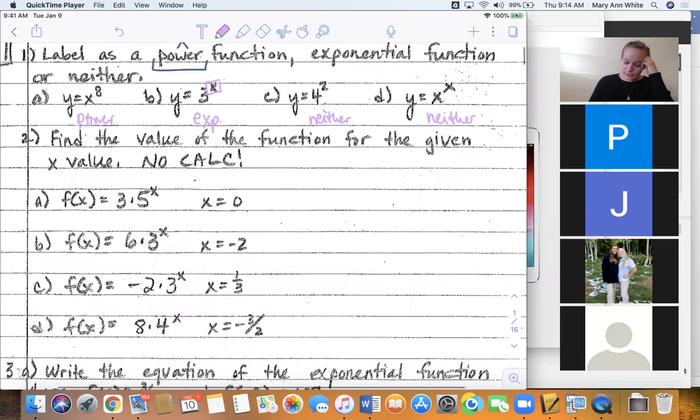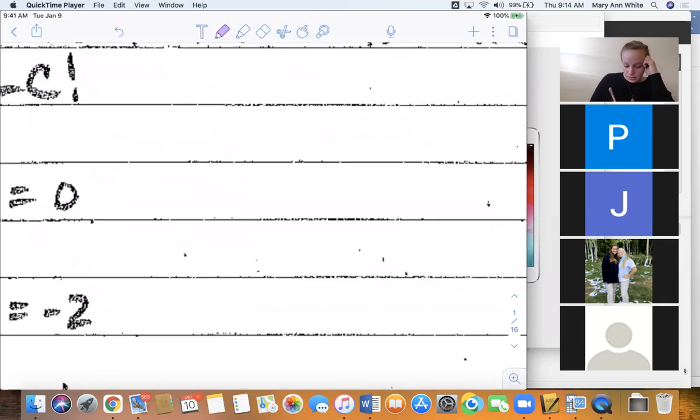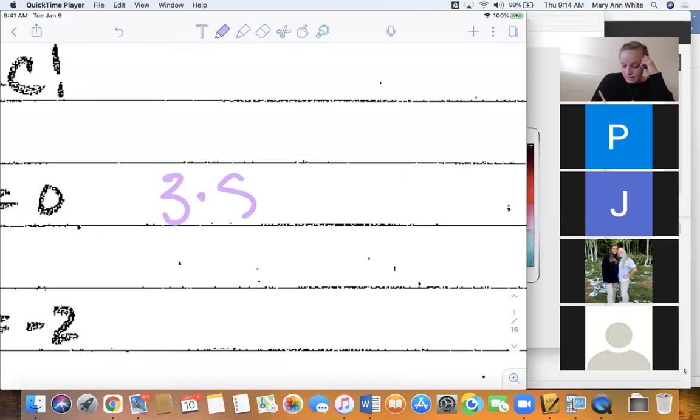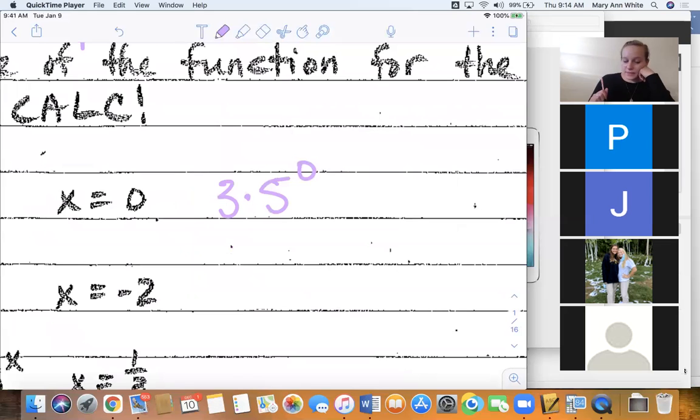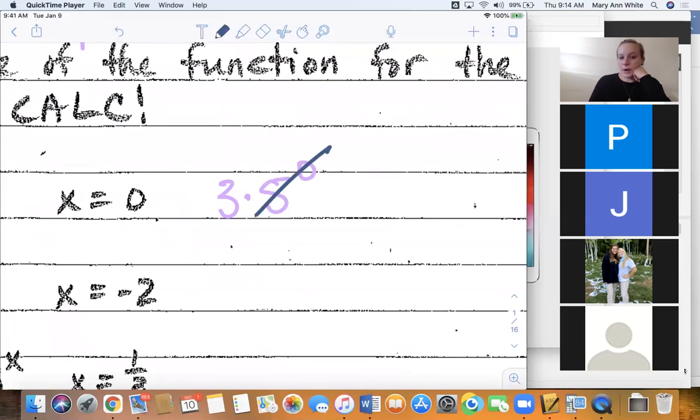Okay, so number 2, find the value of the function for the given x. So I'm plugging in all of these x values into my functions and solving. We'll start with the first one, 3 times 5 raised to the x. So I'm doing 3 times 5, and this time x is 0. I'm glad we're talking about this one at the very beginning because it's a concept we're going to keep using. Anything raised to the 0 power is 1. So you can essentially cross it out, and we end up just getting 3. 3 times 1 is just 3.